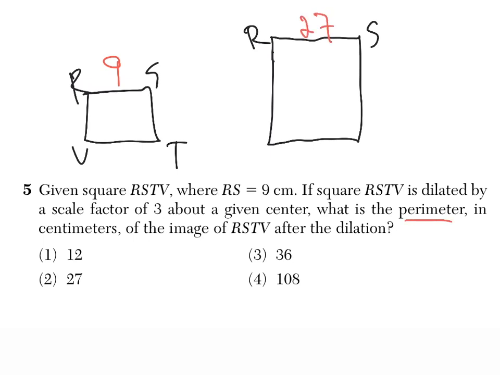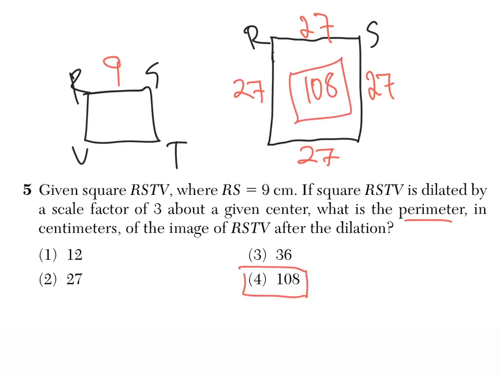If we're looking for the perimeter, we're going to need to add up each new side, and I know that 27 times 4 is going to give us 108. And this is the new perimeter. Correct answer is option number 4. Alternatively, if you simply multiplied 9 times 4, we know that that gives us 36. And then 36 times 3 gives us also 108. So that's another way to determine what the perimeter is of this new image.